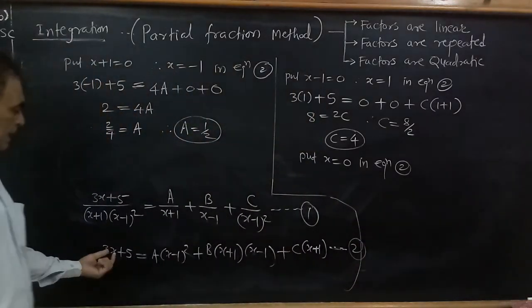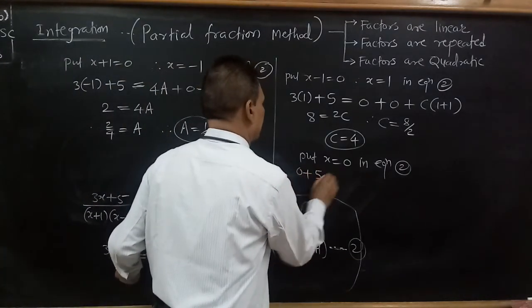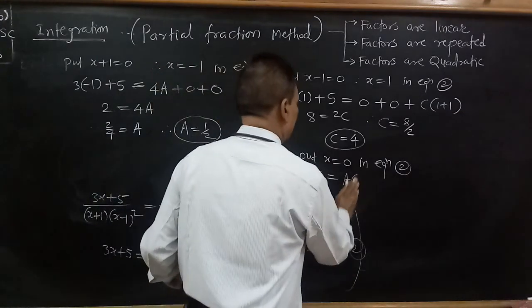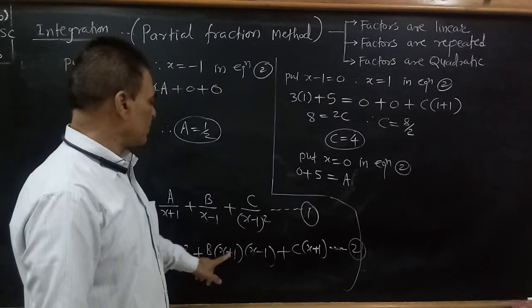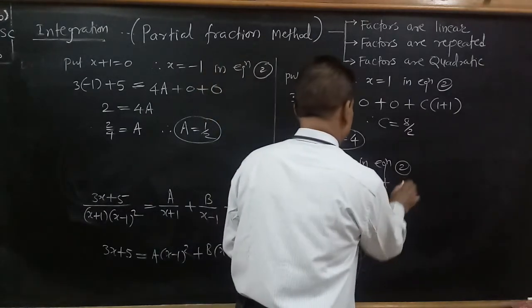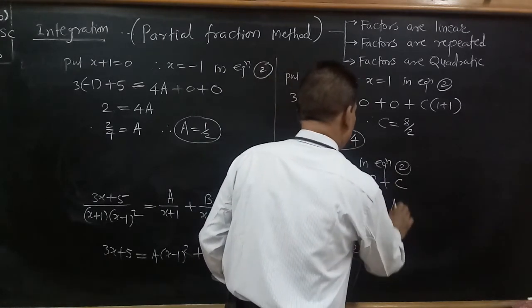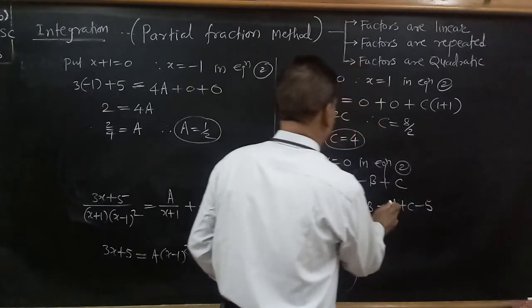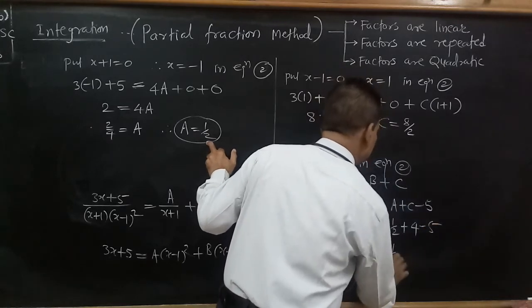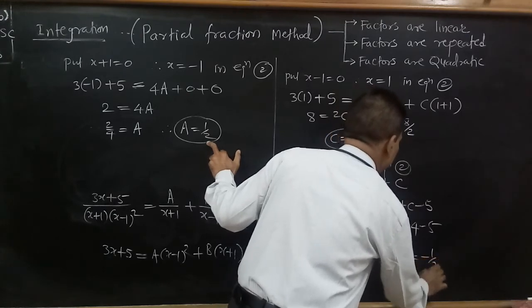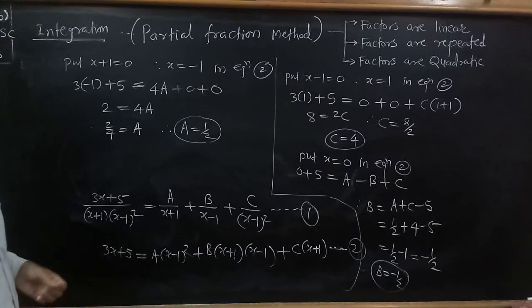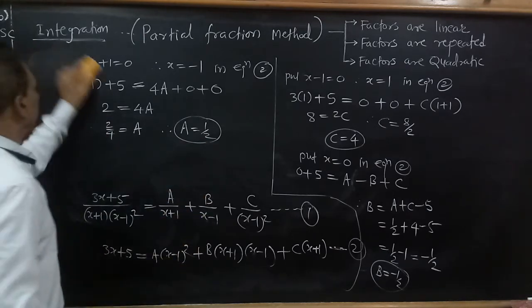Equation 2 becomes 3 into 0, 0 plus 5. Means left hand side 0 plus 5 equal to a into bracket 0 minus 1 whole square means 1 whole square, means only remaining 1. What about here? 0 plus 1, only 1. 0 minus 1 means we get minus b. And what about here? Plus c. Therefore b equal to a plus c minus 5. What is value of a? Value of a is nothing but 1 half. Value of c is 4, and 5. Means 1 half plus 4 minus 5, which is equal to minus half. Value of b is equal to minus half. Isn't it? Therefore, once you get the values of the constants, equation 1 becomes.